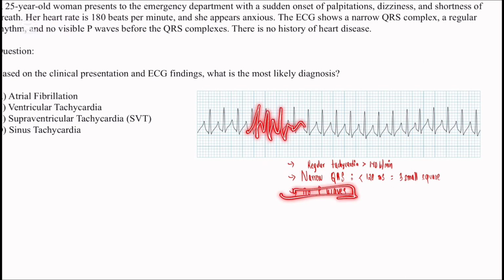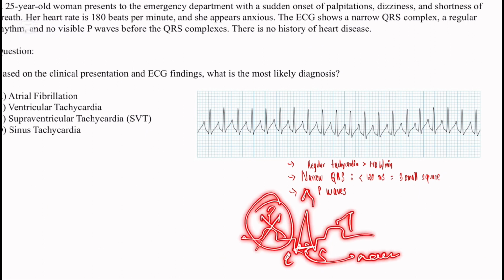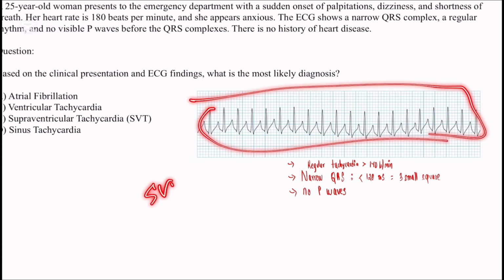P waves. The normal ECG is like this: P, Q, R, S, T. There is the absence of P wave. The QRS complex becomes narrow, and the rhythm becomes regular but tachycardic. So this is the ECG of supraventricular tachycardia.